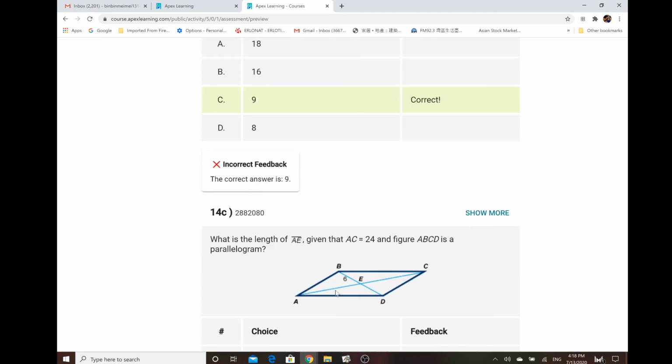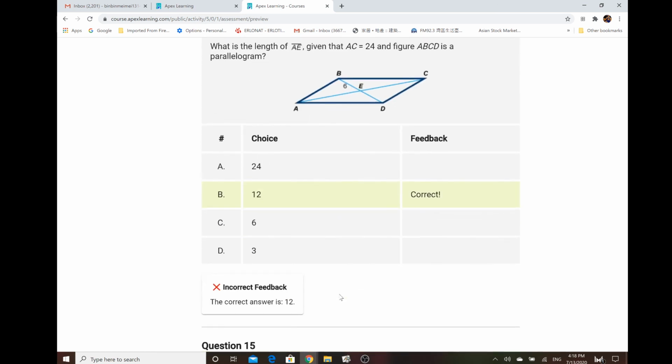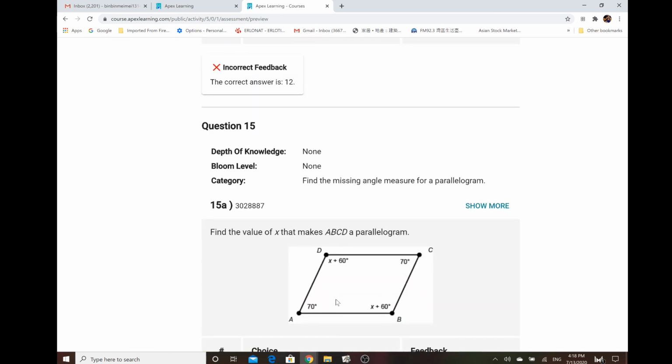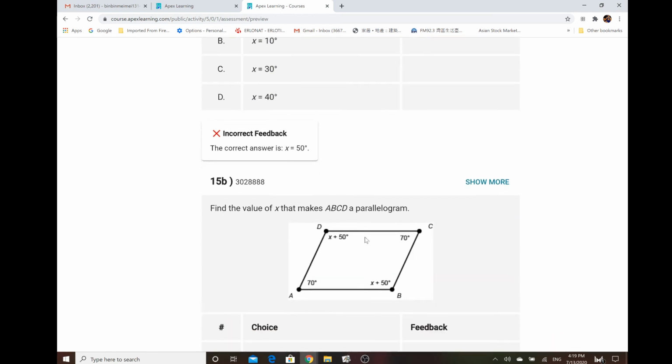And then the next one, 14c. AC is 24, so half of it is 12. And then question 15. Find the value of x that makes ABCD a parallelogram. Again, opposite angles are congruent, so we can set x plus 60 equals x plus 60, but nothing can be solved from that. So we need to set the consecutive interior angles equal to 180. So x plus 60 plus 70 equals 180. Solve for x, so x would be 50.